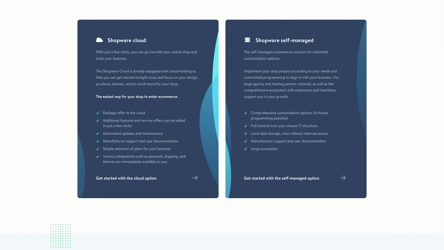So in this table, we see the main differences between the Shopware Cloud and Shopware self-managed platforms. When I say here Shopware Cloud, this means Shopware SaaS product, software as a service. About the Shopware Enterprise Cloud platform, which is PaaS, we'll be talking about it in a while.